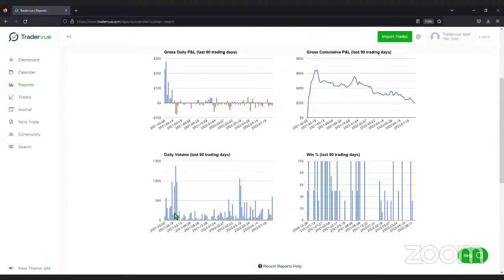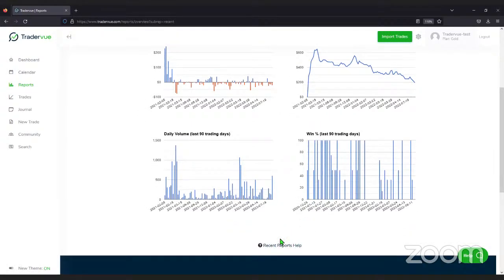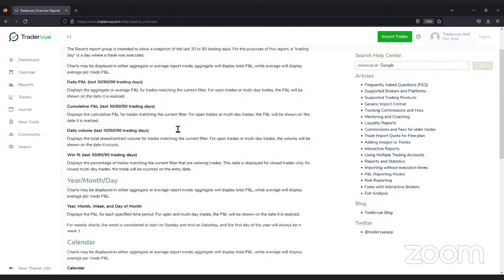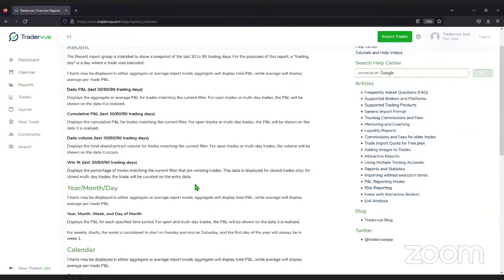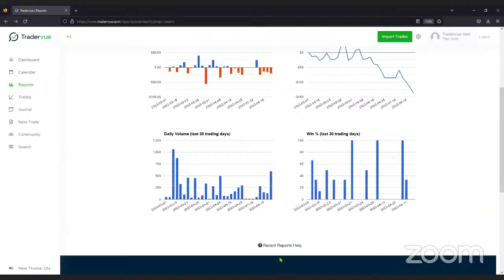You also have daily volume, which is based on the amount of shares traded, both buys and sells. And you also have the win percentage for a specific day. In every report, this is something really important: in any report section, you always get something like this at the bottom. If you click here, you will get to a section which explains in more detail everything that you're seeing in that specific section or tab.